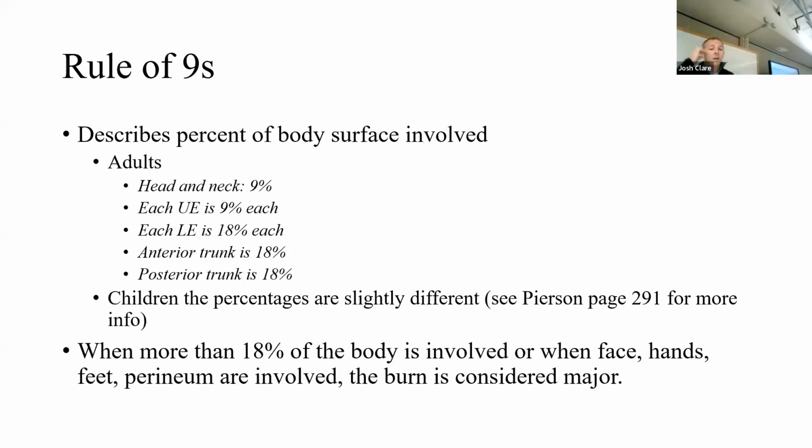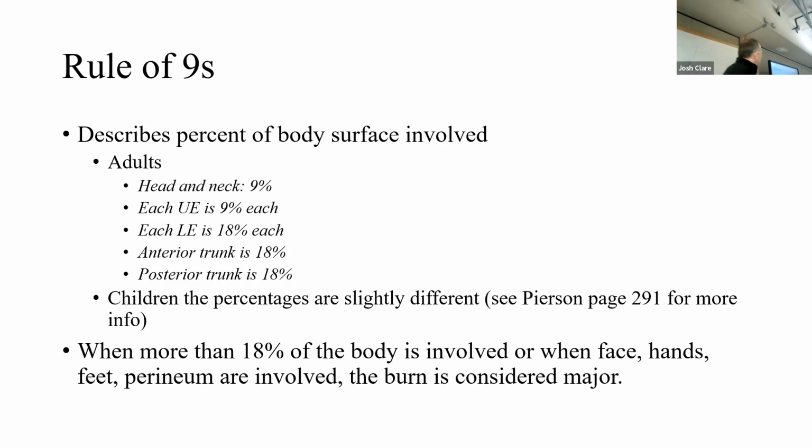When more than 18% of the body area is involved, or when face, hands, feet, perineum. What's that word, perineum? Undercarriage, right? If you sit on a bicycle seat, any place that's in contact with the bicycle seat, it's a good way to think of it. All of those areas, if it's 18% or any of those body parts, are considered major burns.